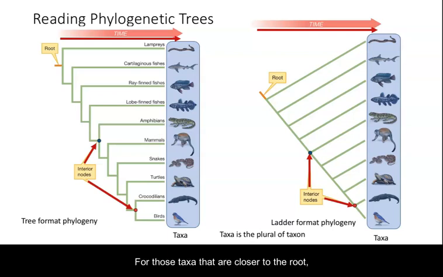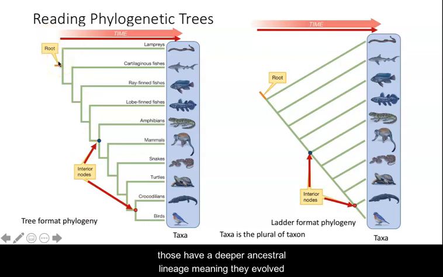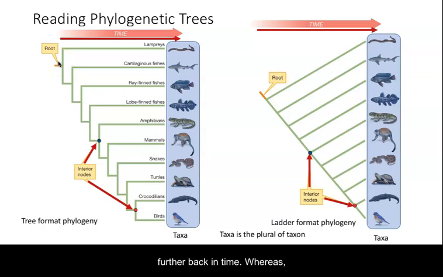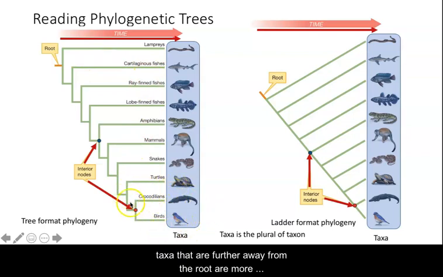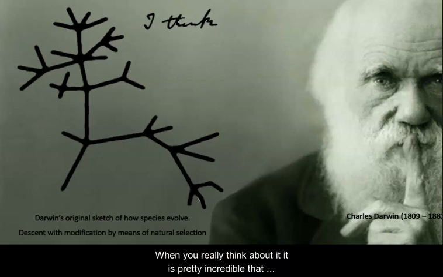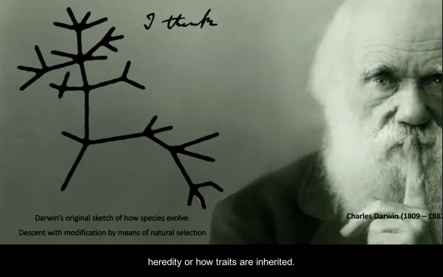Those taxa that are closer to the root have a deeper ancestral lineage, meaning they evolved further back in time, whereas taxa that are further away from the root are more recently evolved species. So when you really think about it, it is pretty incredible that Darwin imagined a fairly accurate idea of the tree of life long before anyone knew anything about genetics or heredity or how traits are inherited.